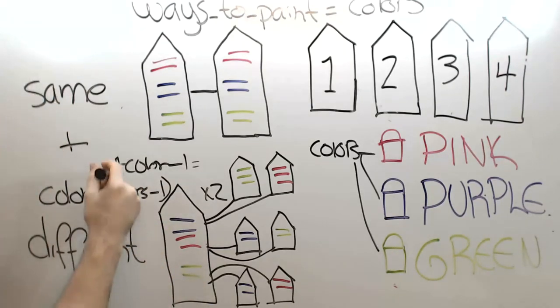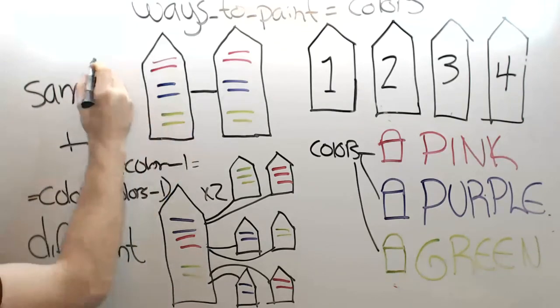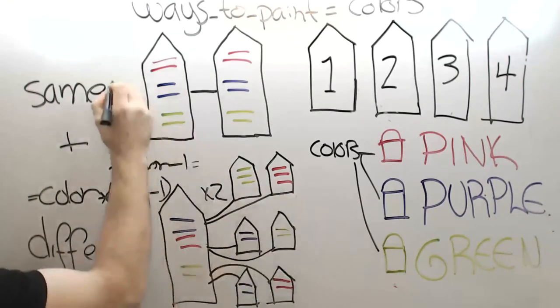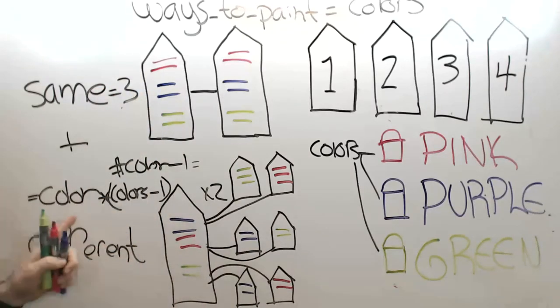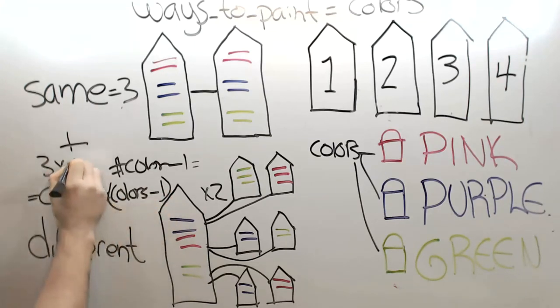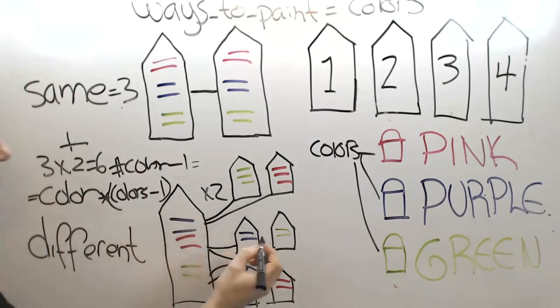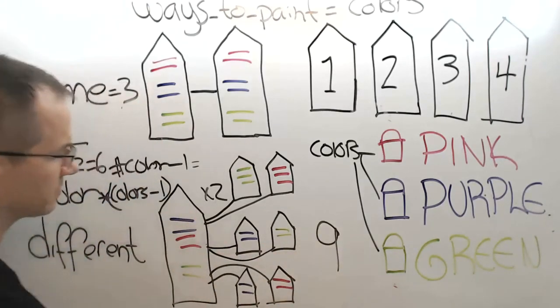And so when I look at this now, for my equation here, same would have equaled 3. So I have 3. And here I start out with 3. So I say 3 times colors minus 1, which gives me 2. So this gives me 6. And then I add these two together, and my final result here is 9.